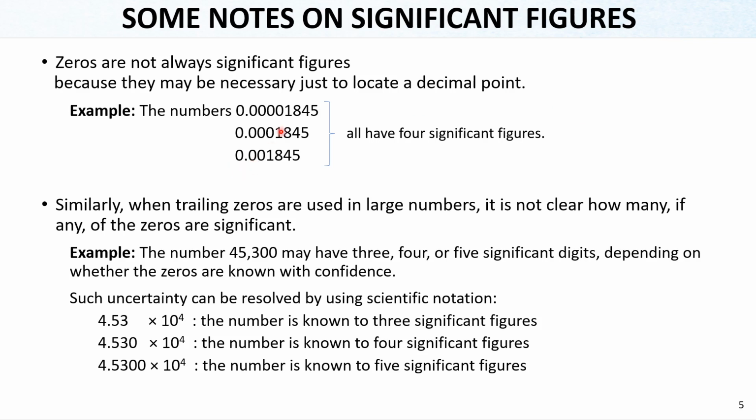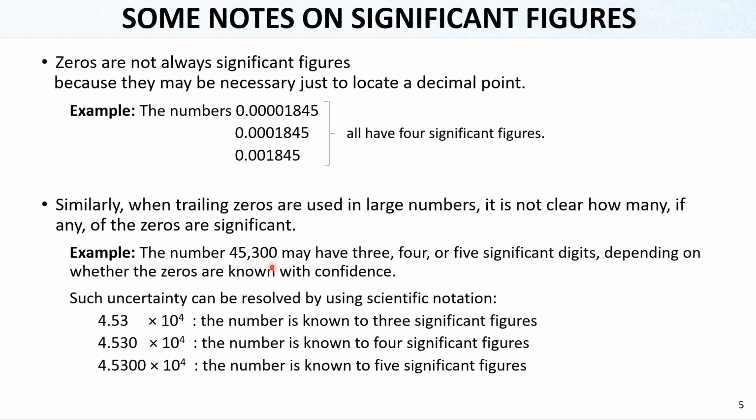So these zeros are preceding the numbers, but zeros can be after the numbers as well, so we call them trailing zeros. In a similar way, if we have trailing zeros in large numbers, it may not be clear how many of these are significant. So we can simply add some zeros after this. For example, here there's an example, 45,300. So we have 2 zeros over here. But we need to be sure if these are necessary to show or not.